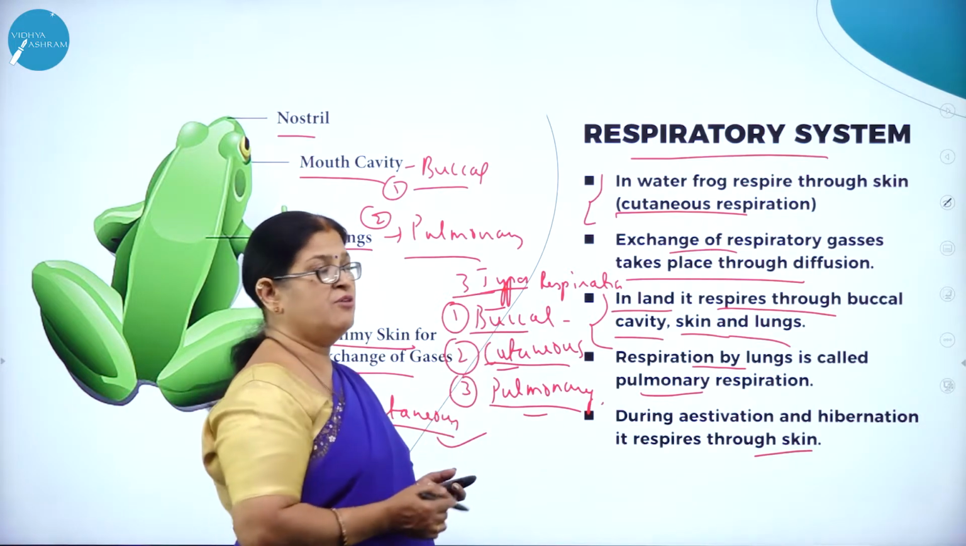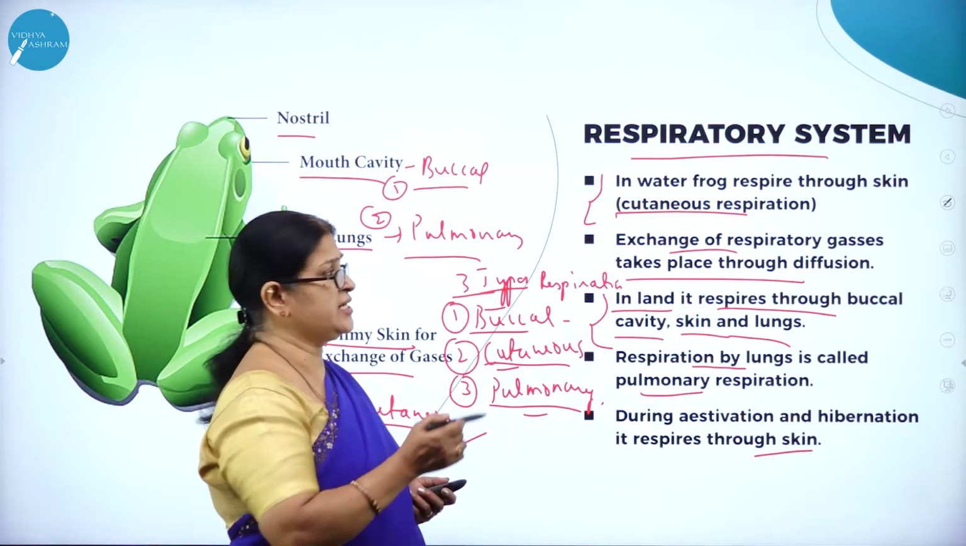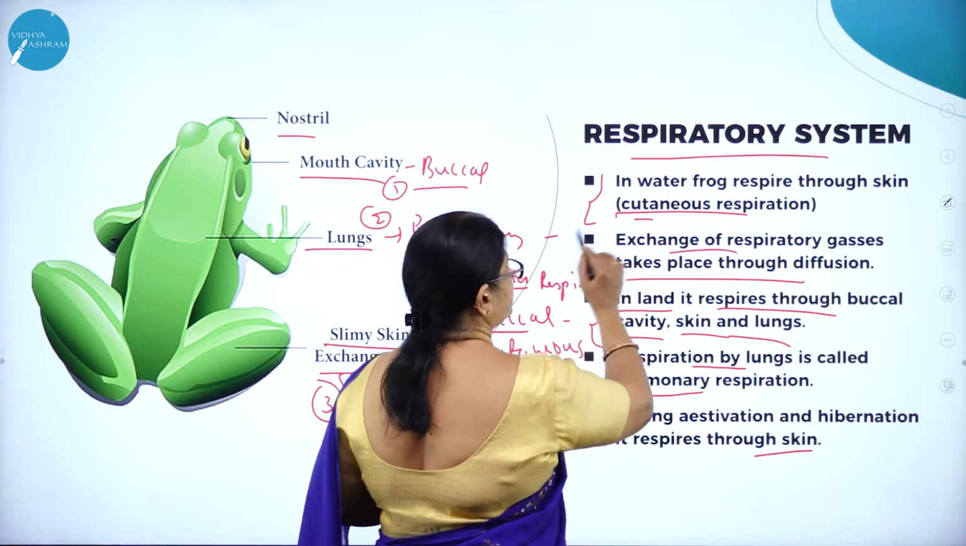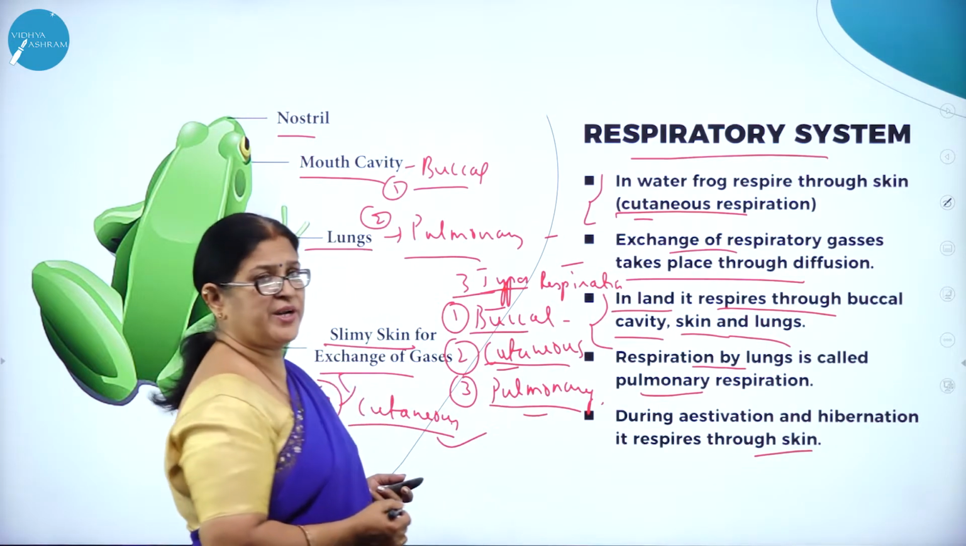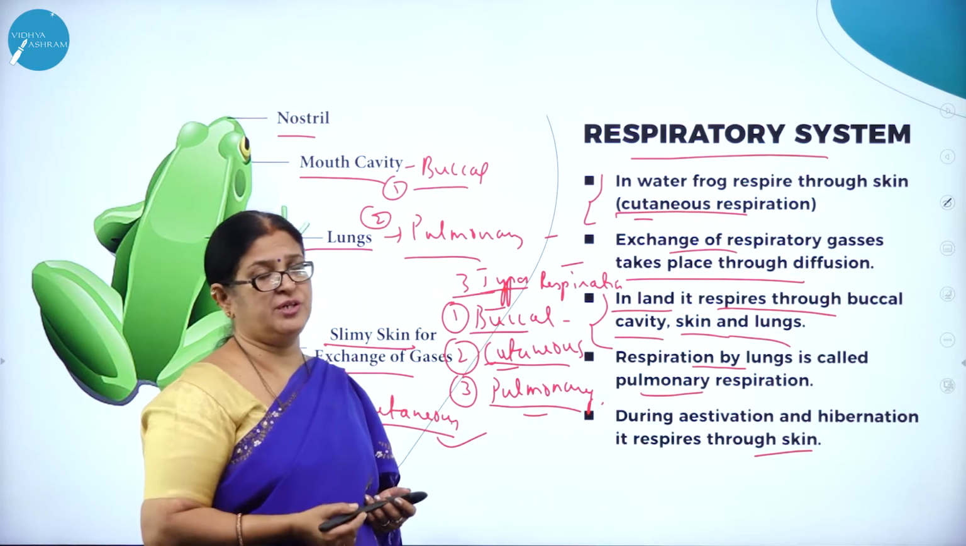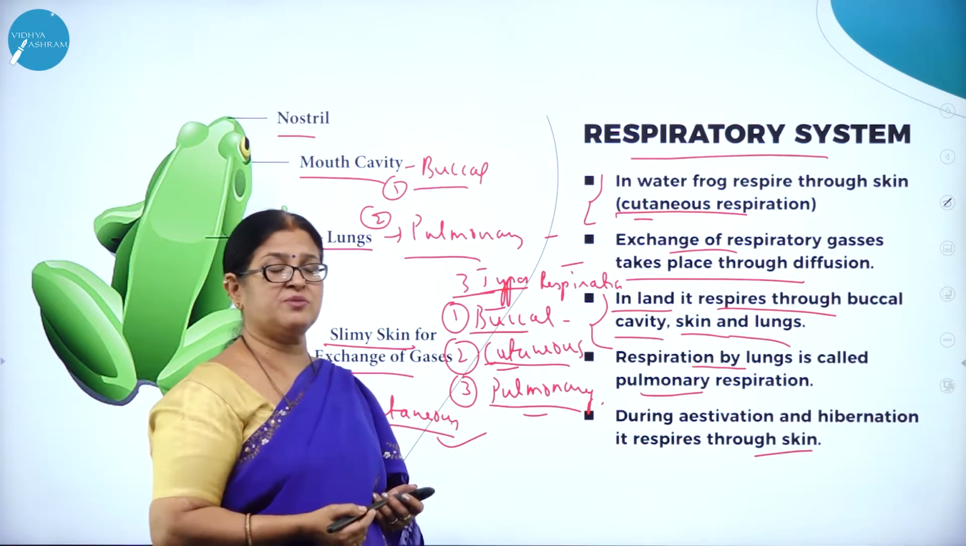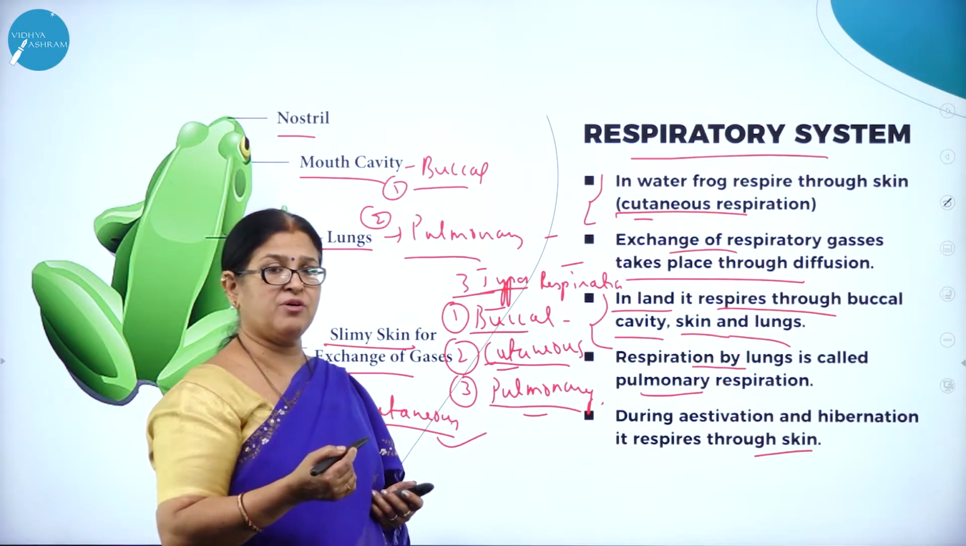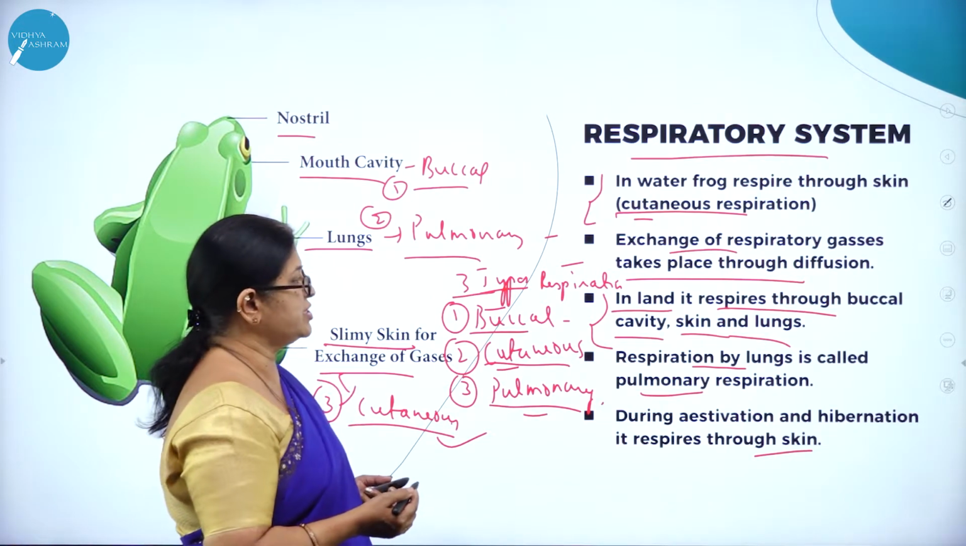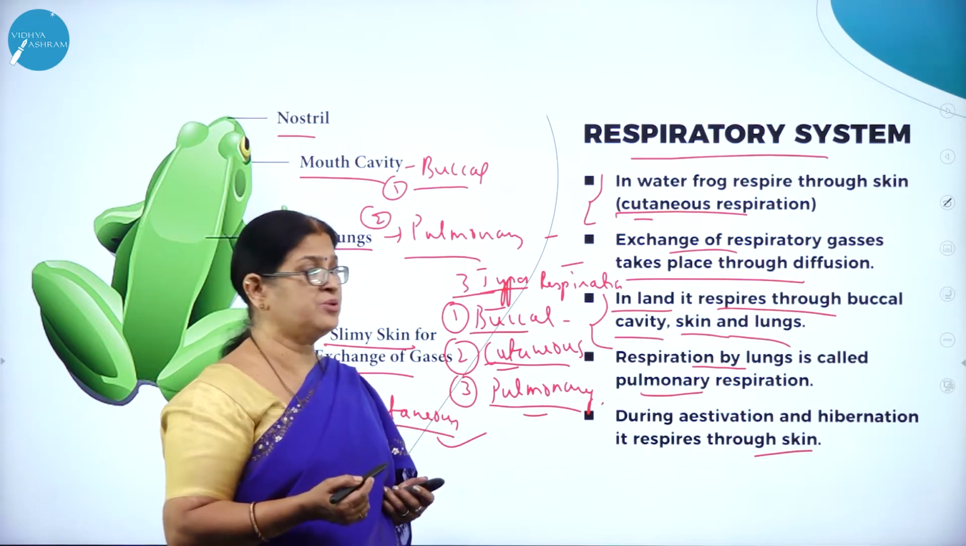So in water, the frog respires through its skin. That is why we use the word cutaneous respiration. The exchange of respiratory gases takes place through diffusion. What is diffusion? It is the exchange of gases from a region of higher concentration to a region of lower concentration.